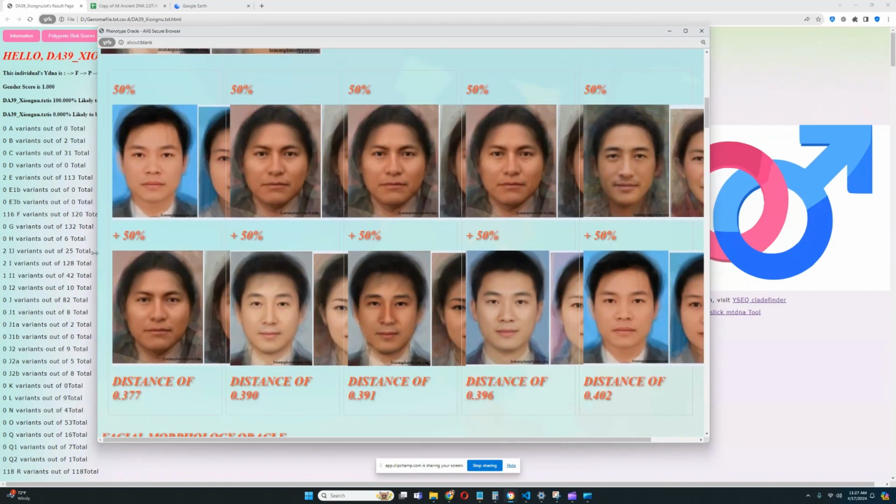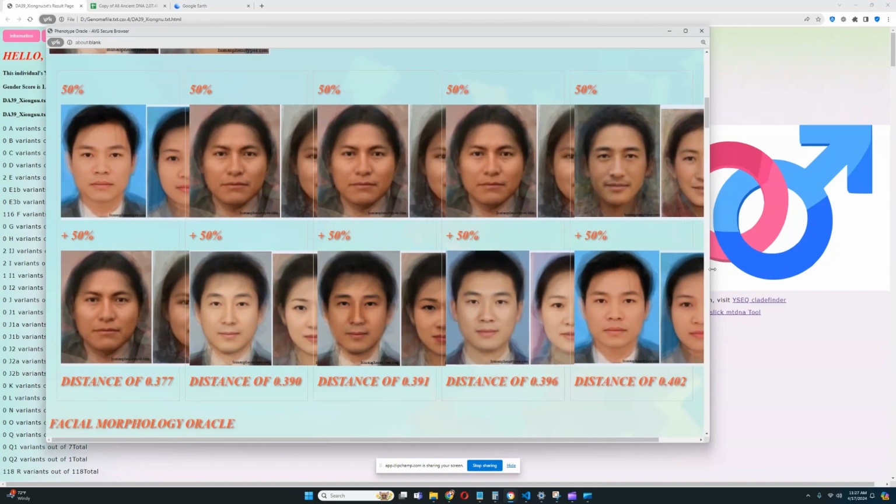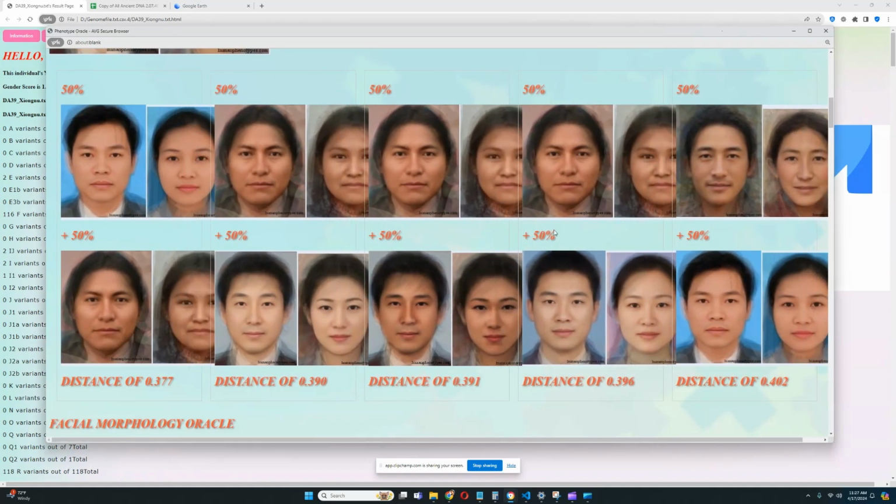And for the two-way phenotype mixture, it's a very high-quality file. So you see these phenotype mixtures are going to be quite good. He's getting modeled as a mixture of this plus this, 50% this plus 50% that. For the second mixture, 50% this plus 50% that. Third mixture, 50% this plus 50% that.